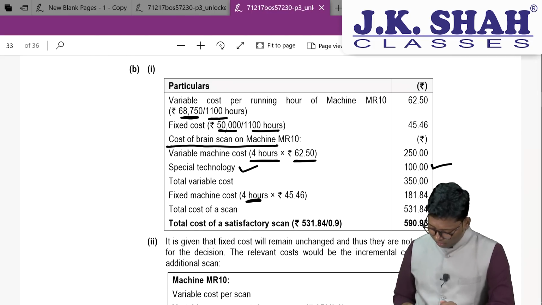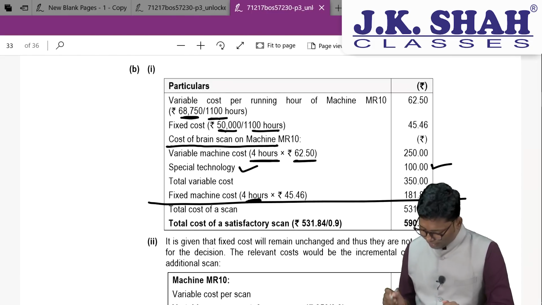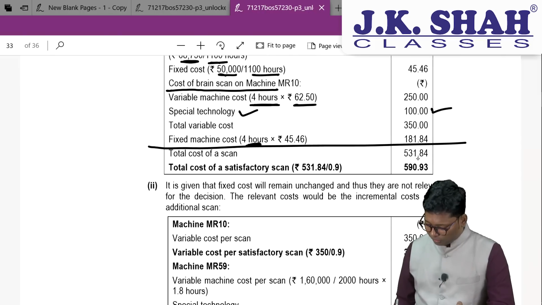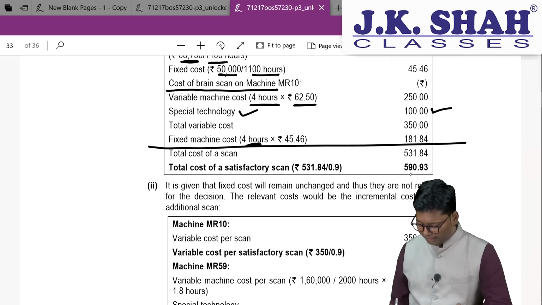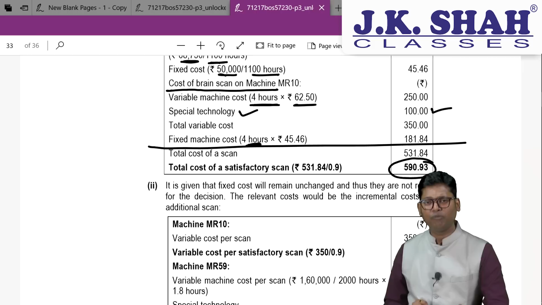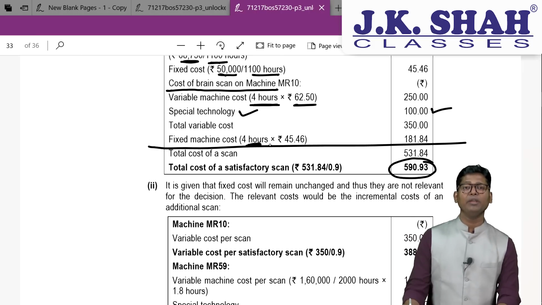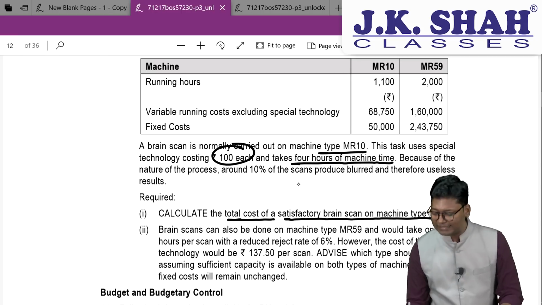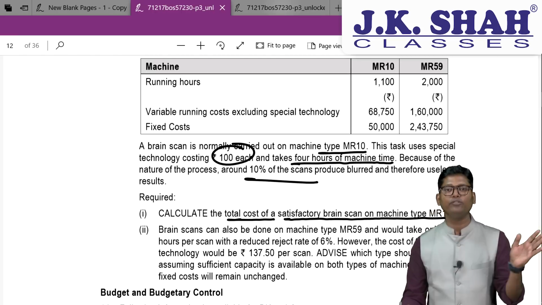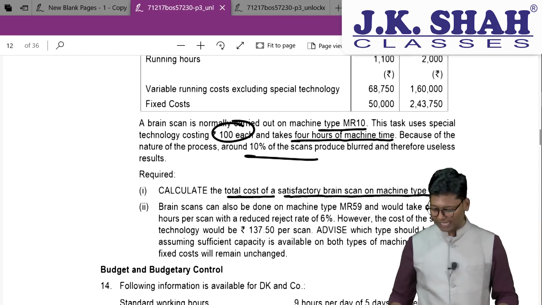Once all these costs are recorded, you get the total cost, and when you divide the total cost by 0.9, you are going to get this. Sir, why have we divided by 0.9? Because 10% is your wastage, and that wastage is removed. So the MR10 related cost is calculated.